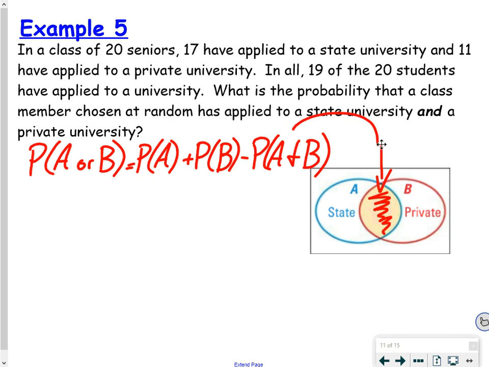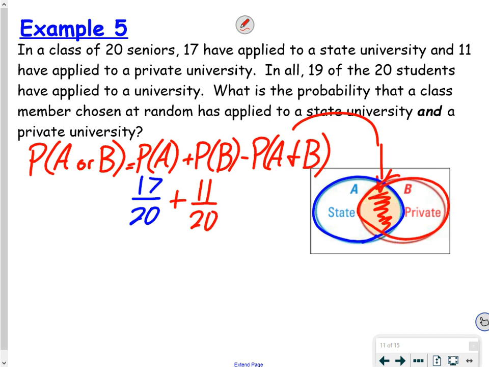If we just plug in what we know from the problem, it says 17 have applied to a state university, period. That's the people in this region, including those people that have done both. So that's 17 out of the 20. And then it says 11 have applied to a private university, so that's these folks. And it says 19 of the 20 students have applied to university. That's everybody. What we've got to do is solve for this part, the probability of A and B.